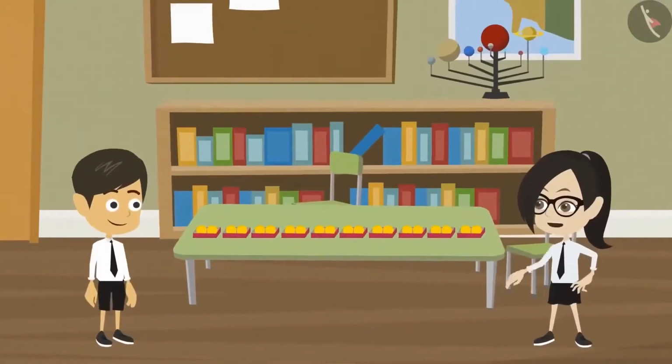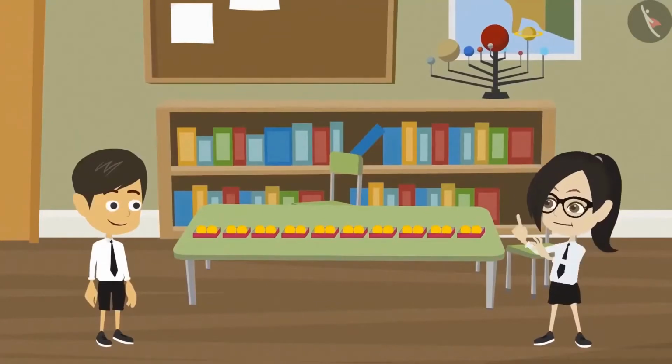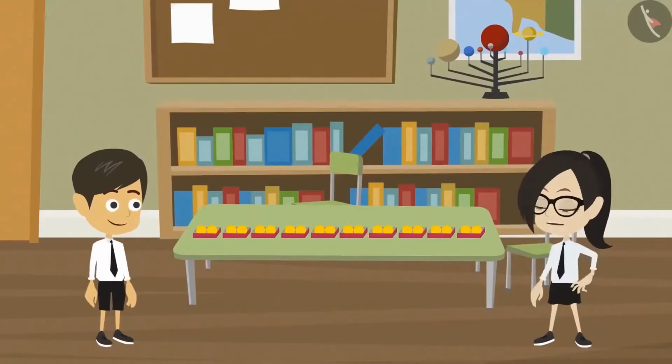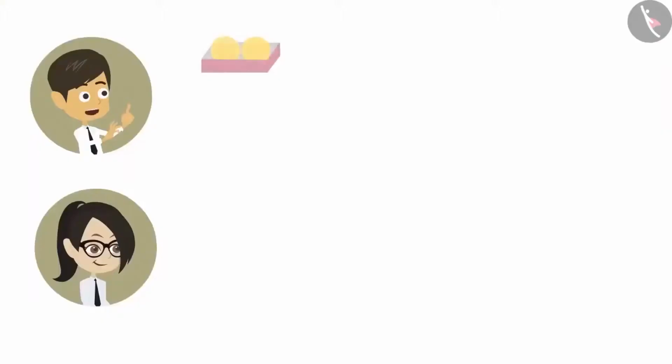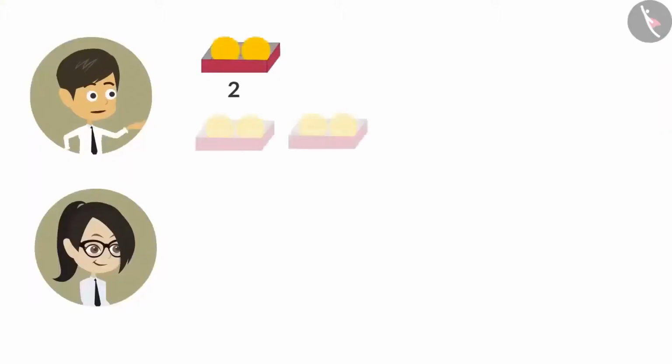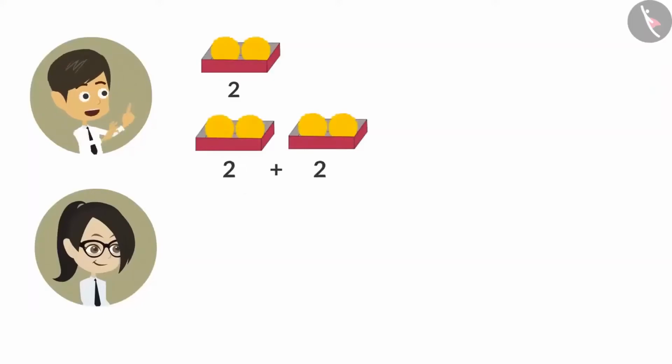Now look, there are 10 boxes. Each box has 2 laddus. So let's count the laddus in the boxes. Okay, each box has 2 laddus. To know the laddus in 2 boxes, we have to add 2 times. So the answer is 4, which means there are 4 laddus in 2 boxes.